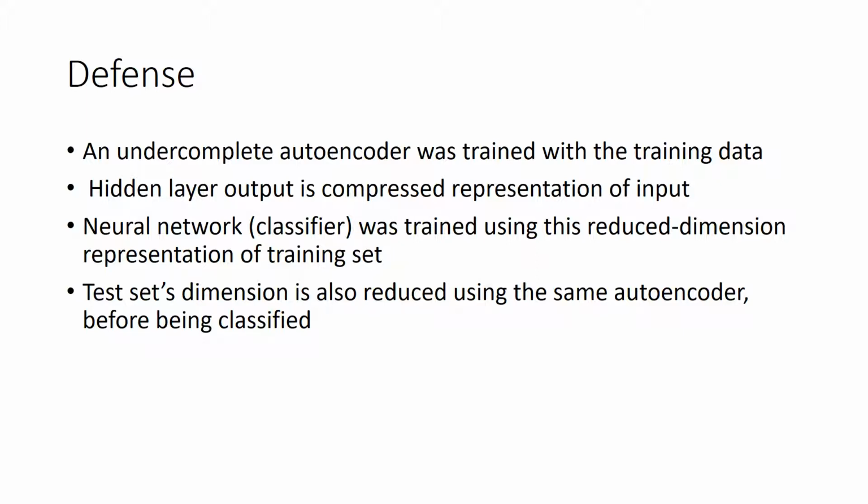My defense strategy involves first training an autoencoder with the training data. Then the compressed representation of the training data is obtained, which is used to train the classifier. An important point to note here is that the classifier architecture changes a little bit because the size of the input layer changes. So every time I want to use this defense with a different number of layers, I would have to train the original classifier again.